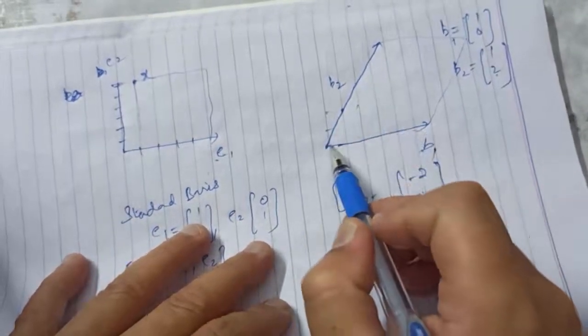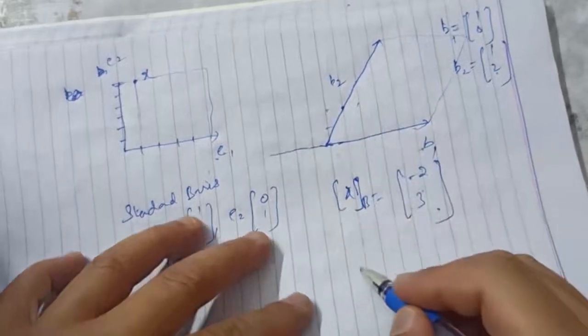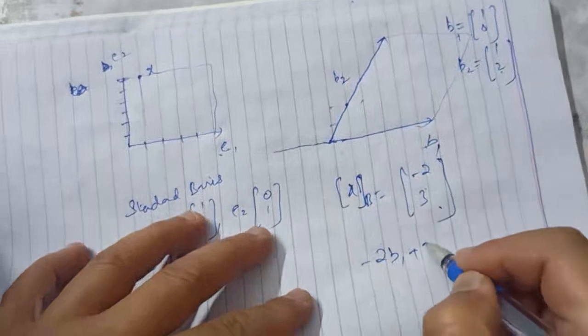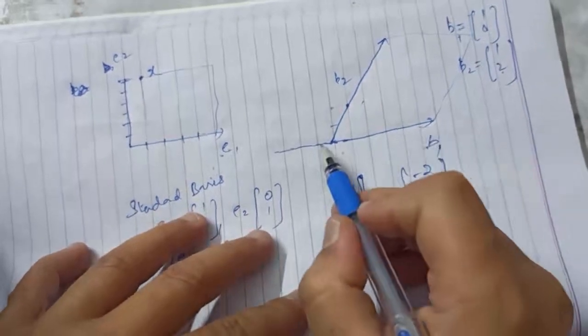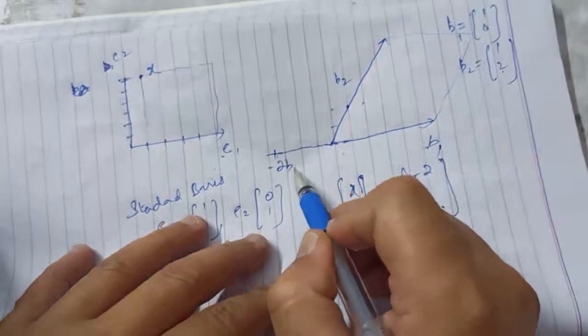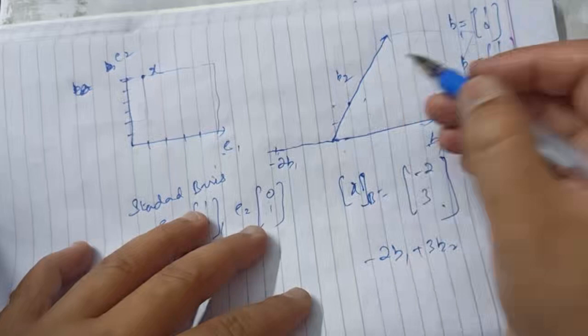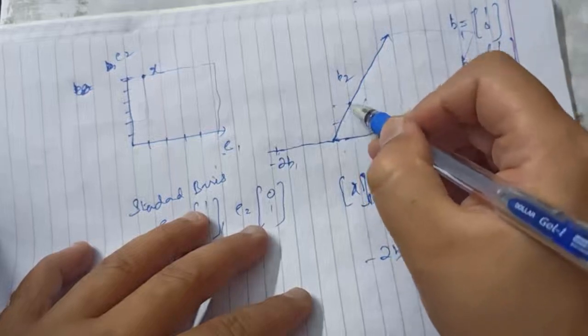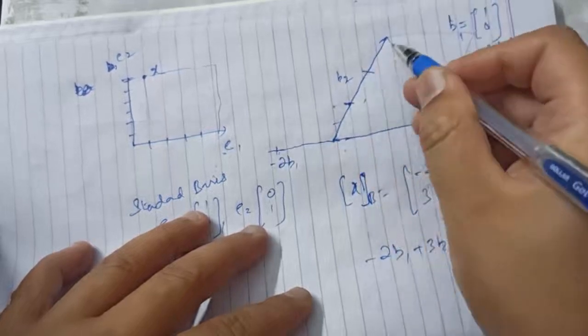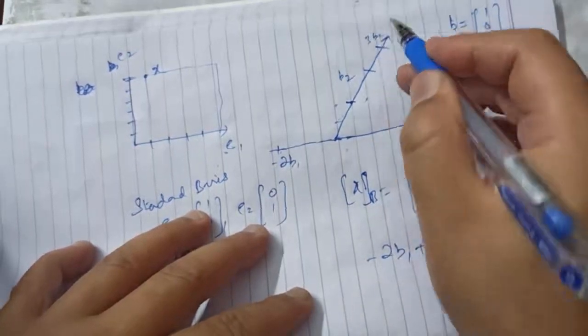So -2 and 3 means here that I have to go to -2 times b1 plus 3 times b2. So -2 times b1 is somewhere here, and you have 3 times b2. Let's say this is 1 b2, this is 2 b2, this is 3 b2, right? So this is 3 b2, okay?